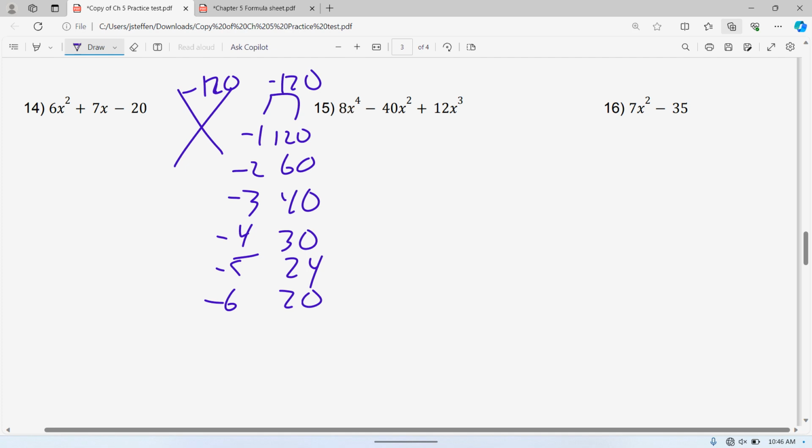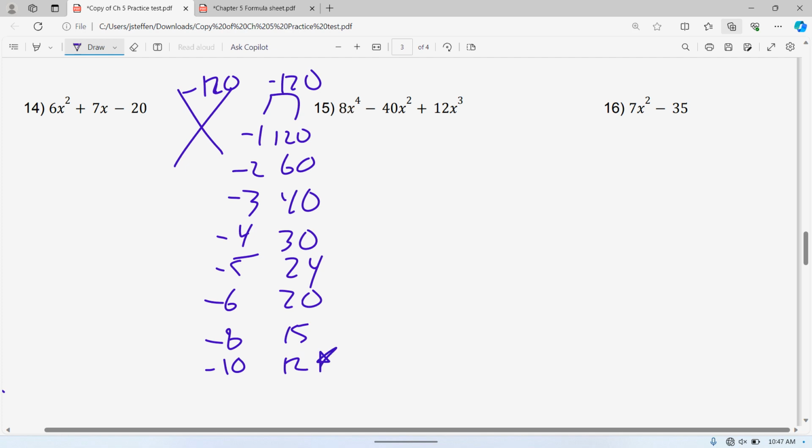120 divided by 7 is a decimal. 120 divided by 8 maybe does work. 8 and 15. 9 shouldn't work. 11 doesn't work, and then we're back to 12. Since we're back to a number we tried, we can stop there.